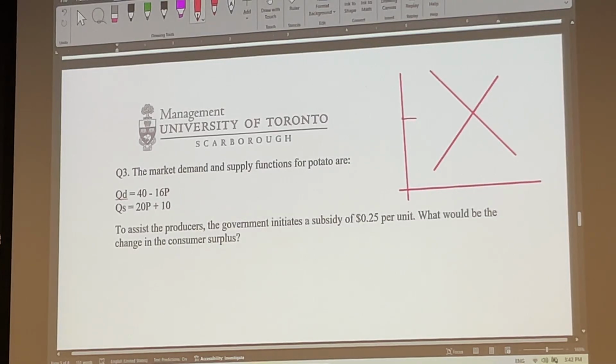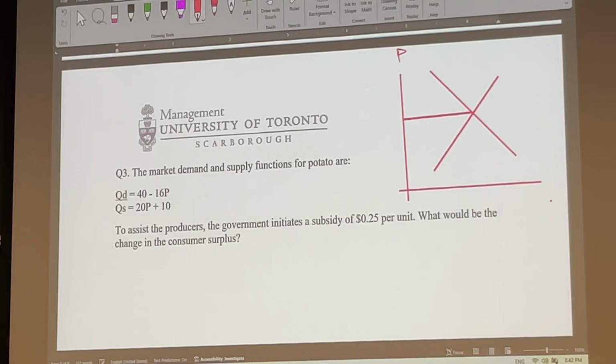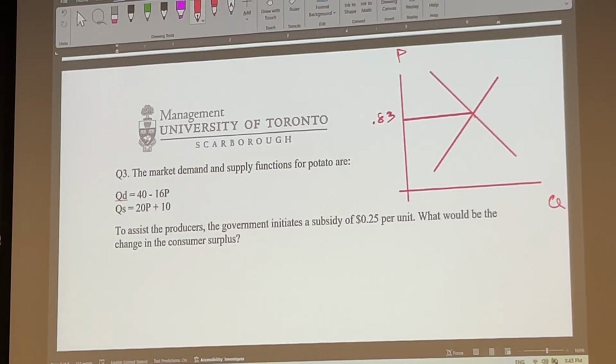What would be the price? Divided by 36. How much is that? What is 30 divided by 36? That's the price, right? What's 30 divided by 36? 0.83. So that should be 20 times, that's 16.6 plus, that's 26.6, right?